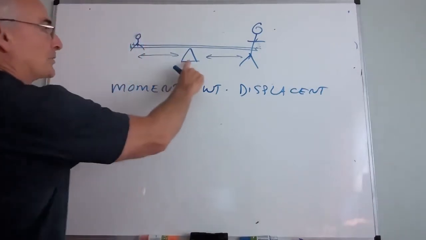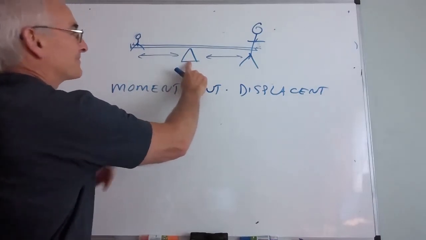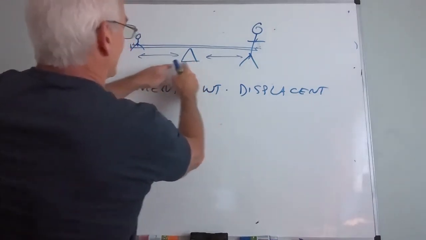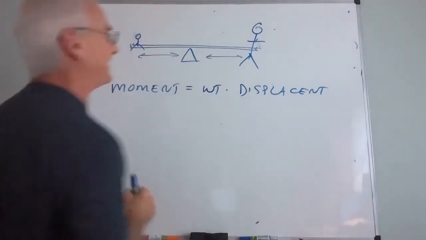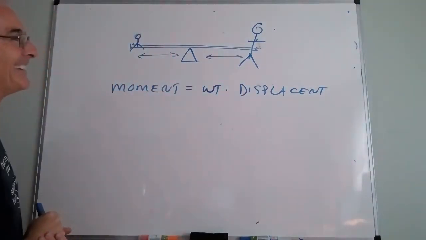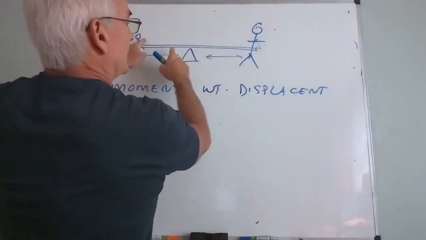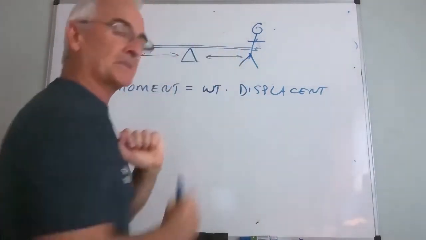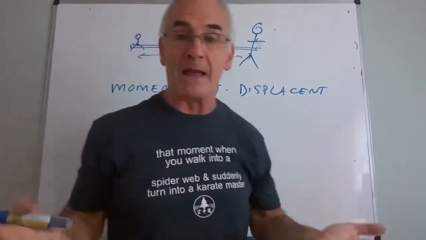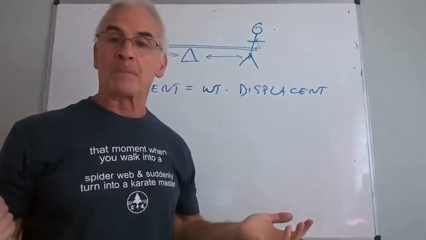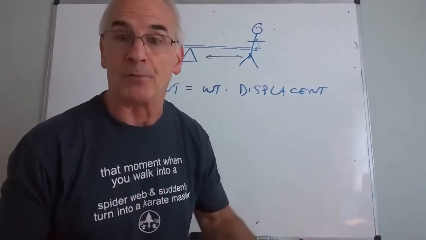So where should I put the fulcrum? Should I move the fulcrum to the left or to the right? To the right, so that this distance is exactly twice this distance. Then they will balance. Some of you may have heard this before. Maybe you've done this yourself.